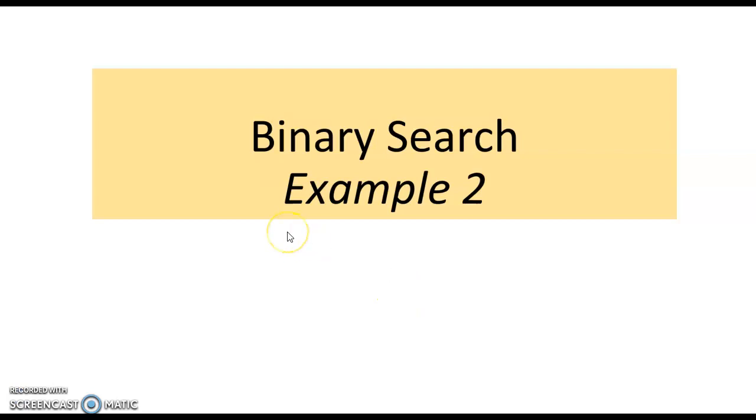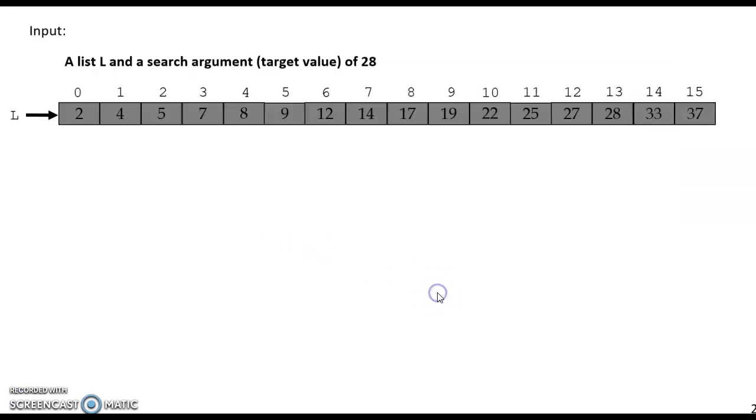Here's a second example, and this really steps through the binary search in greater detail. So what we've got here is a list L. It's got 16 elements in the list, of course starting at index 0, and then the final element in the list will have an index of the length of the list minus 1, so that's 16 minus 1, which is 15.